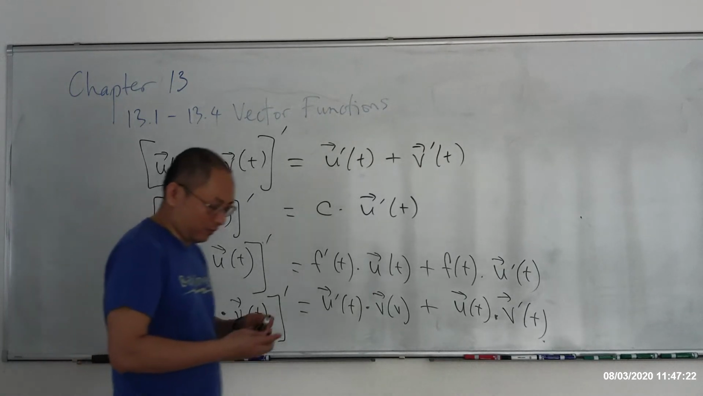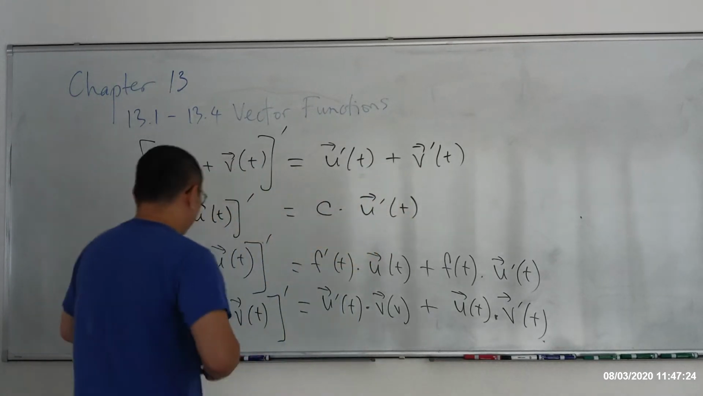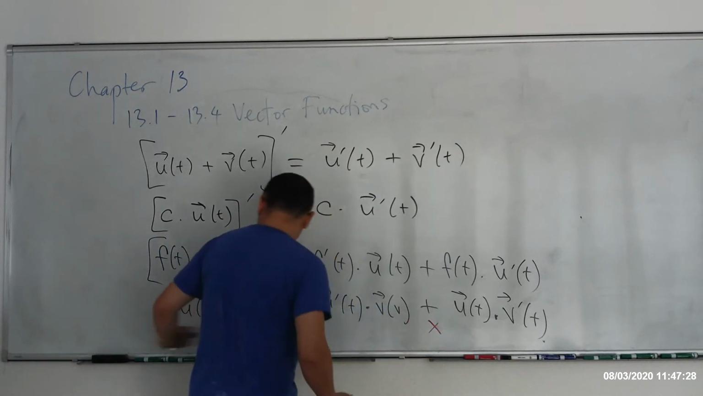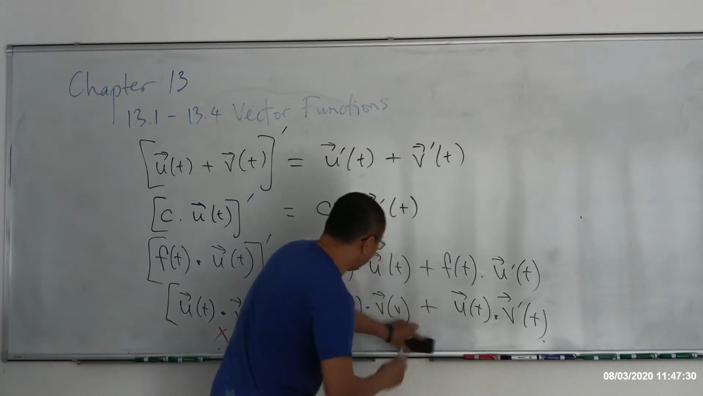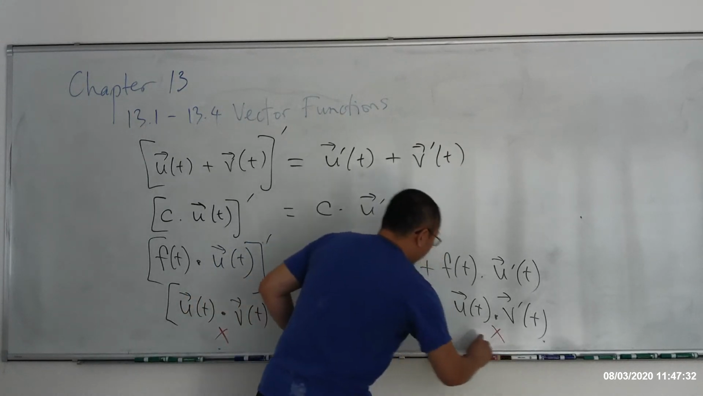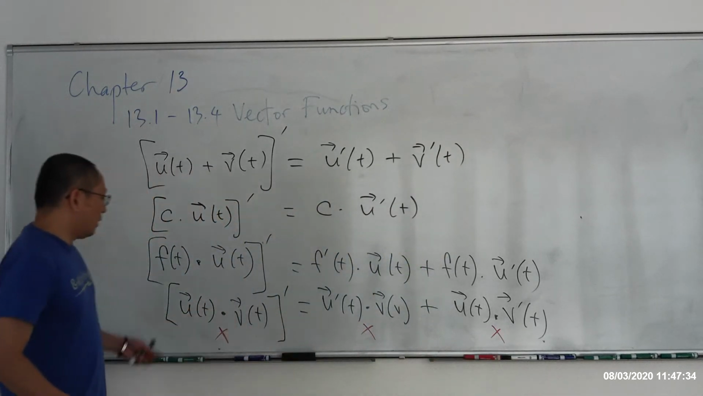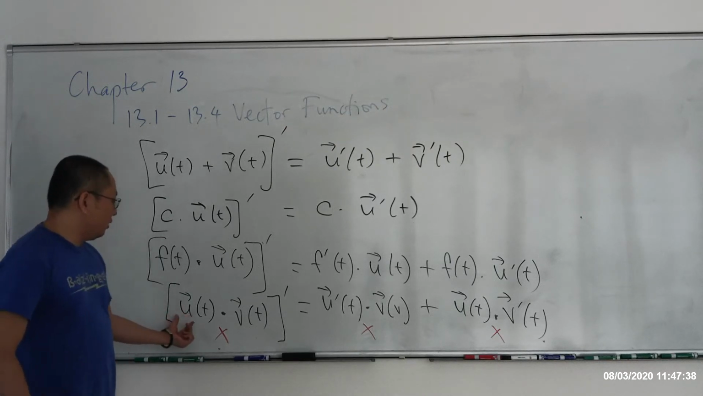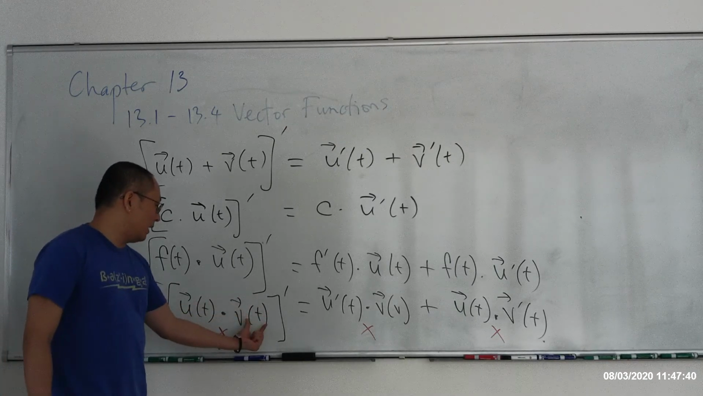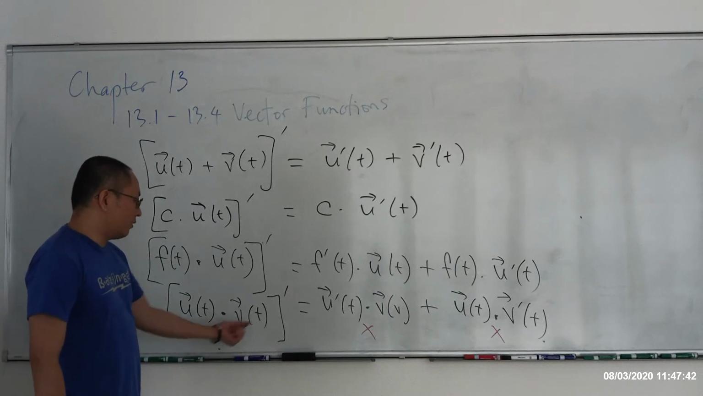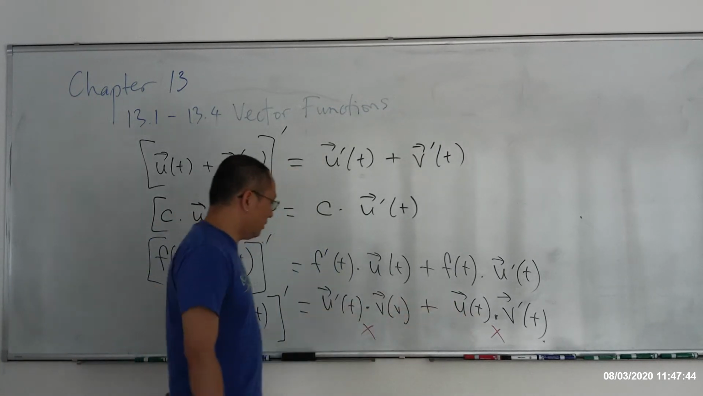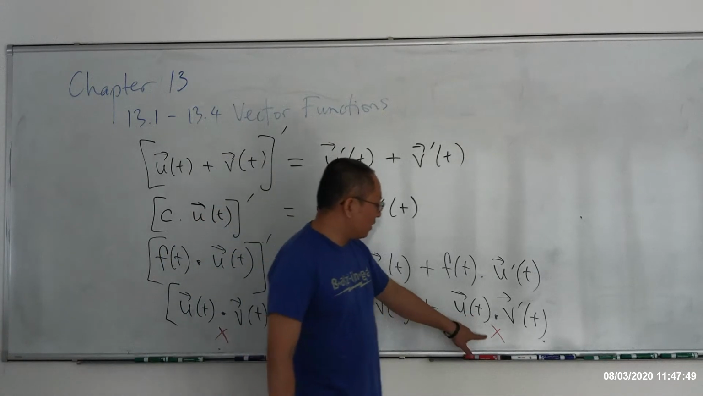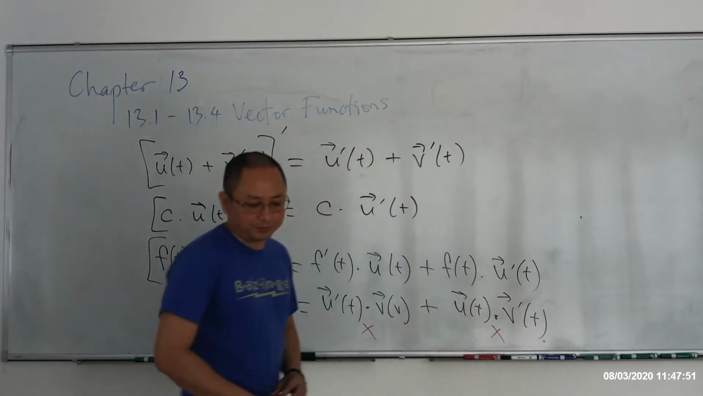And let me use the red marker for that. If you have a cross product, it's going to be the same thing here. And one thing about the cross product is that order is preserved. So if you write u on the left, v on the right-hand side, then when you take the derivative, make sure that everything is in the same order. So u prime on the left, v on the right, u on the left, and v prime on the right, always.